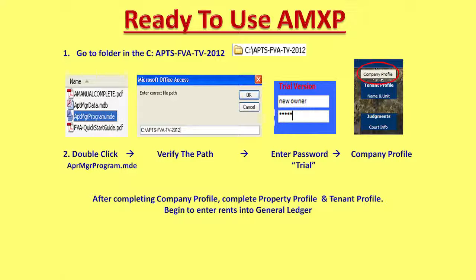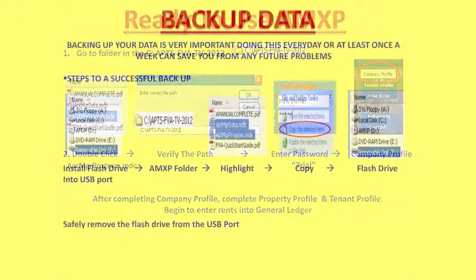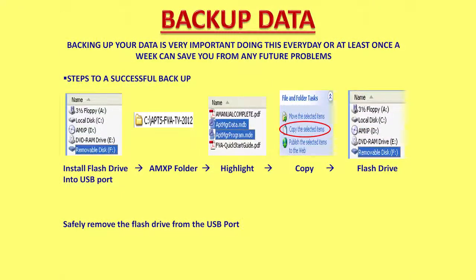In the folder you just created, double-click on the Apartment Manager program and verify the path. Enter the password TRIAL and you're good to go. A great tip to have in mind is always to make sure that you back up your programs and data files.